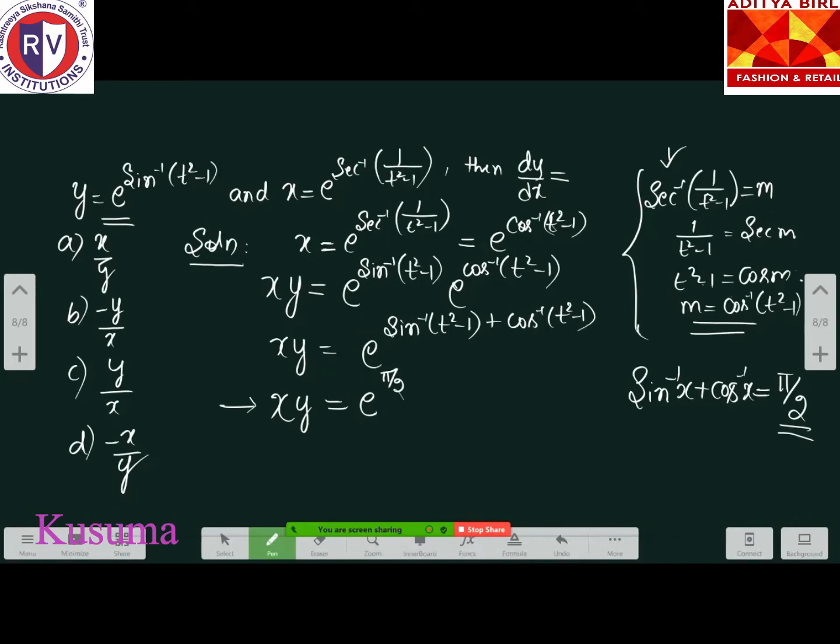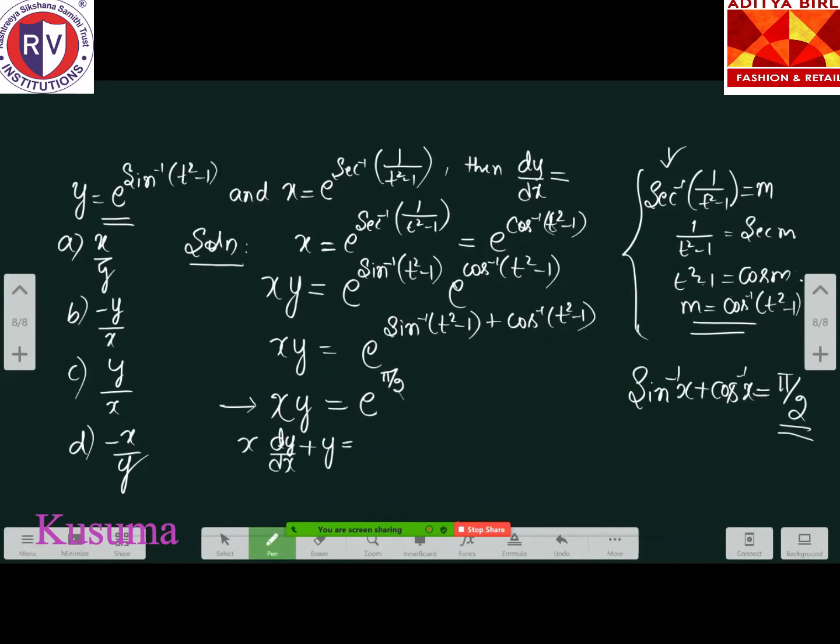Okay. So x into y, we have to make use of the product rule, right? So keep x as it is, differentiate y with respect to x, keep y as it is, dx by dx will be equal to 1.